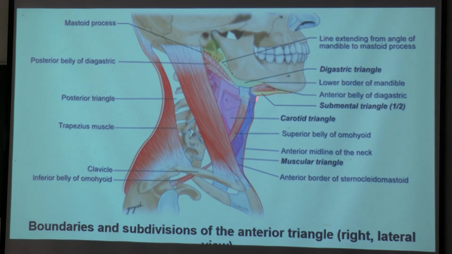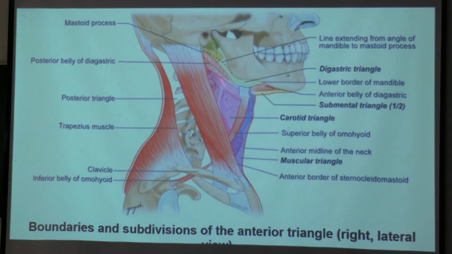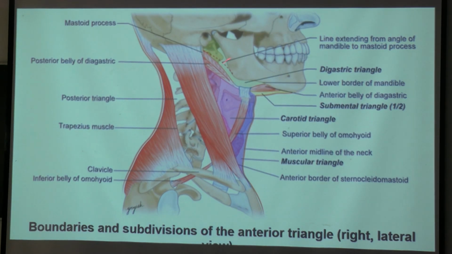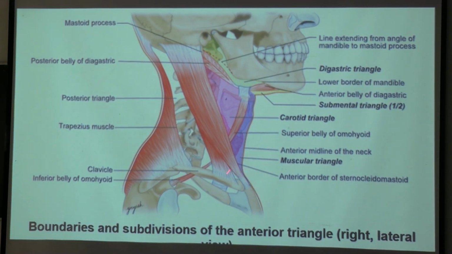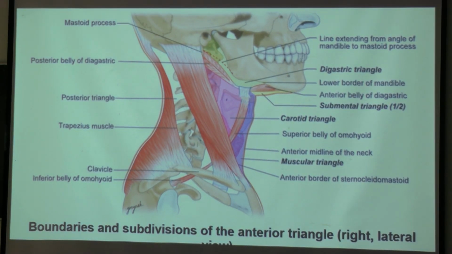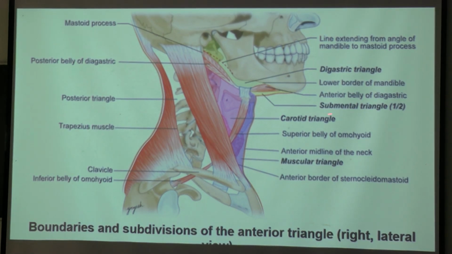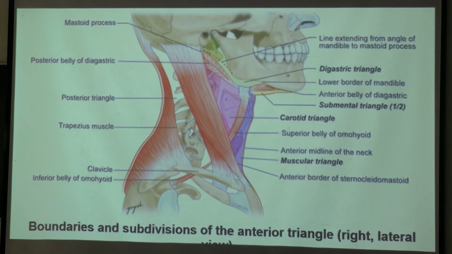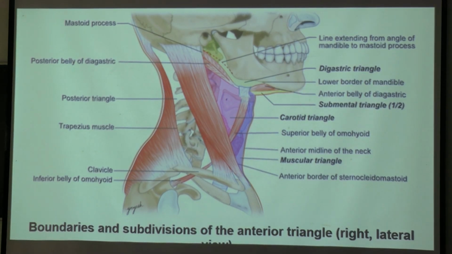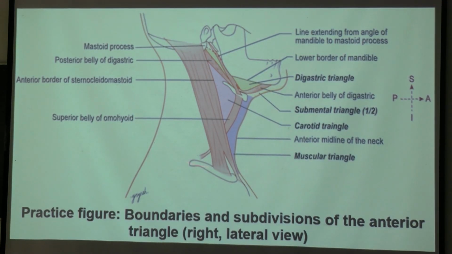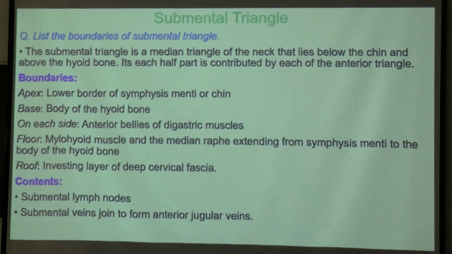Here is the submental triangle. The green colored one is the digastric triangle. This pink one is the carotid triangle, and the violet one is the muscular triangle. They are separated by the anterior and posterior bellies of digastric and the superior belly of omohyoid. The inferior belly of omohyoid lies in the posterior triangle, which you will see during posterior triangle dissection. This schematic diagram you practice.